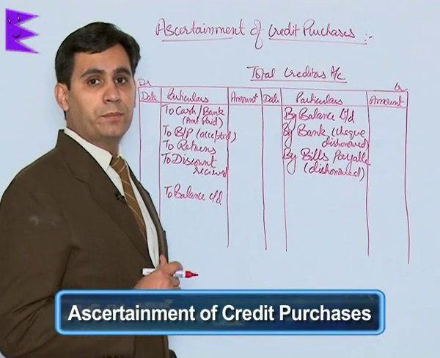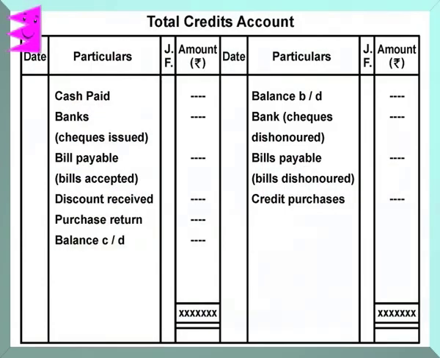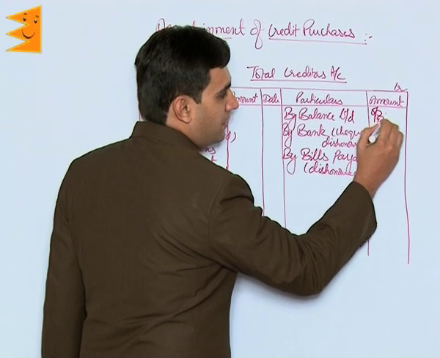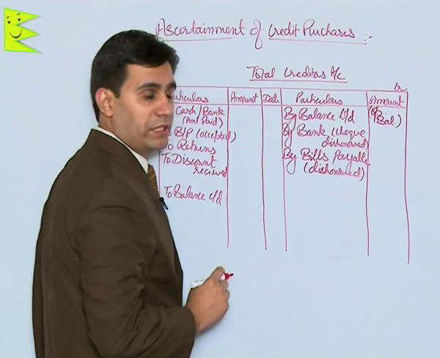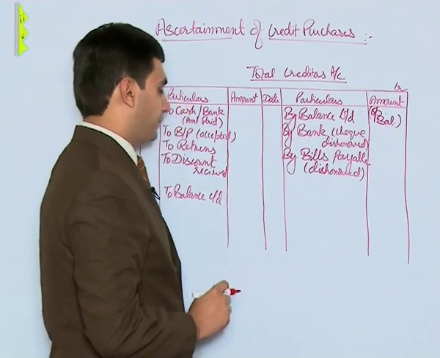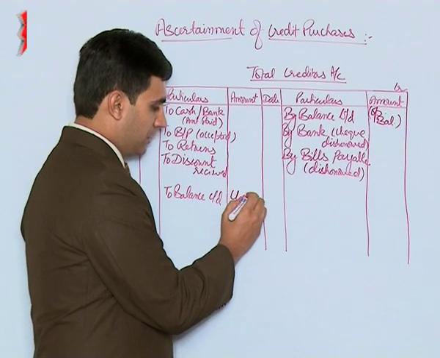To calculate credit purchases, we will prepare total creditors account. So here the format of total creditors account is given. By balance brought down here represents opening balance, that is balance of creditors in the beginning of the year. Then balance carried down here represents closing balance.